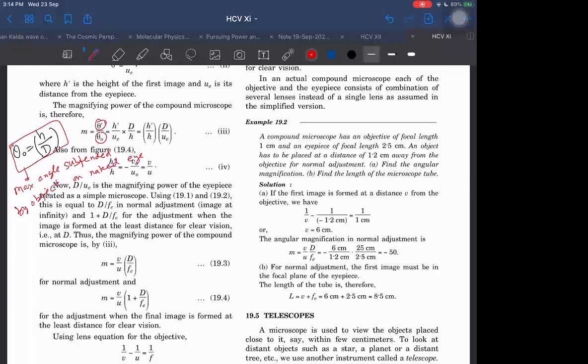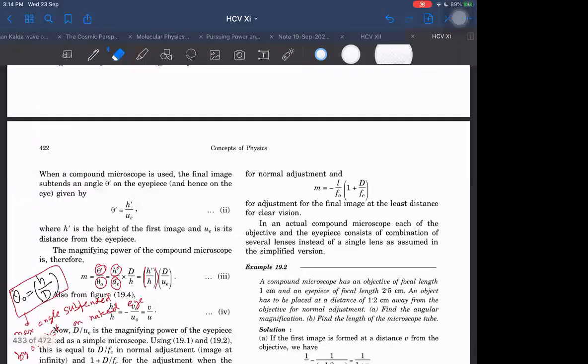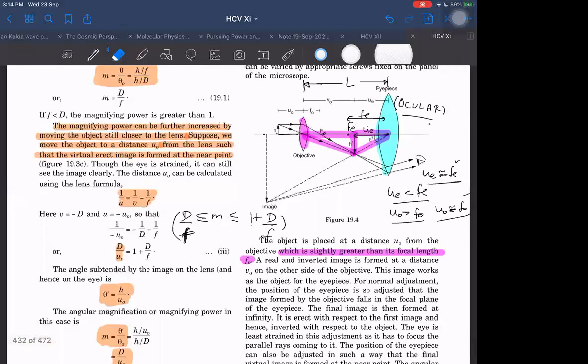What is theta dash? H dash divided by ue. And what is this? D by h. Then we write it as h dash by h into d by ue. But h dash by h we can further write using these two triangles, one triangle and the other triangle. I'm not saying this is theta naught. You are misunderstanding me. This is not theta naught. But we need these two triangles to write that definition, I think so.